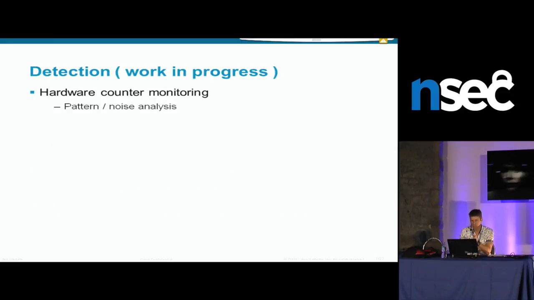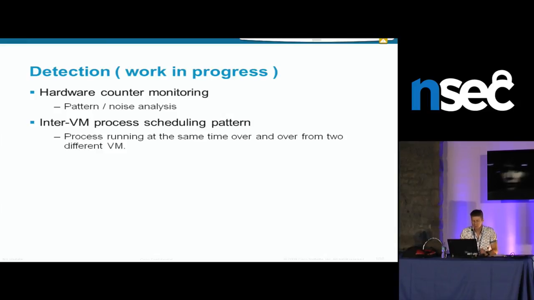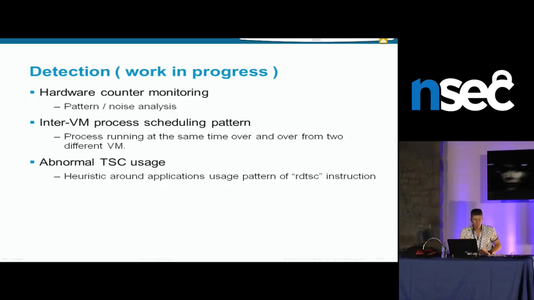There are a couple of things we can do from the detection point of view. One of them is hardware counters that exist on the chip, so you can do pattern and noise analysis. I've got some prototypes. It's okay, but it sucks CPU on the host. Another thing is that on the host, those processes run at exactly the same time for this to work, so in theory we can set some heuristics in the kernel to detect those types of scheduling patterns. Abnormal TSC usage is another thing. My implementation uses lots of read TSC to set up the timing and so on. So if there is abnormal TSC usage, red flag.